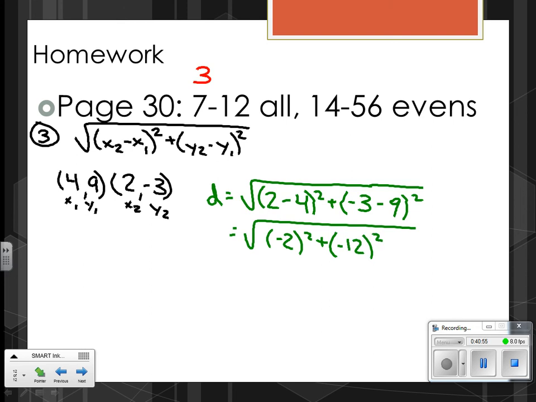Squared. Then keep going. Order of operations next says, before I add, I need to take care of those exponents. What's negative 2 squared? What's negative 2 times negative 2? So 4 plus negative 12 squared? Are those both positive? Yeah, because squaring always makes it positive, since it's a negative times a negative. Then add: square root of 128.